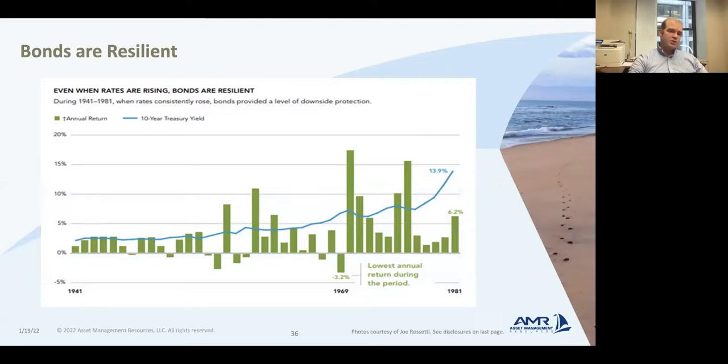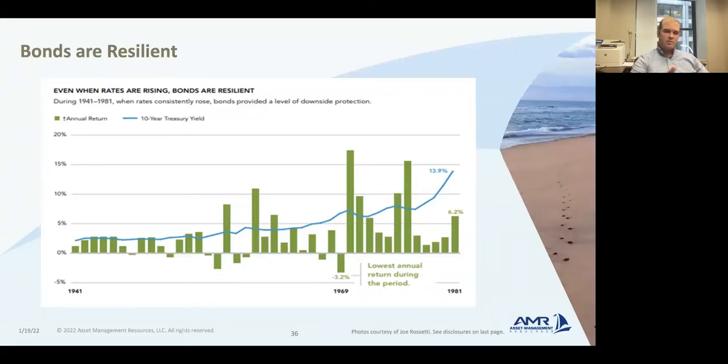In this chart, I love this. This is from Fidelity. You can see that the blue line from 1941 to 1981 showed the 10-year Treasury yield. You can see that it was a long process of yields going higher. And the green bar shows the annual return of bonds. You can see that the worst year was in 1969. It was down 3.2%. I've definitely seen days in the stock market that it's down 3.2%. So again, a bad year in the bond market is a bad day in the stock market.